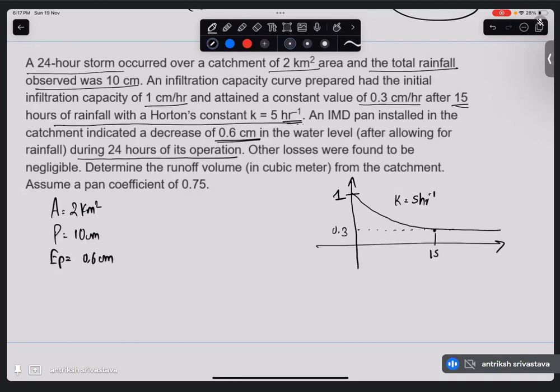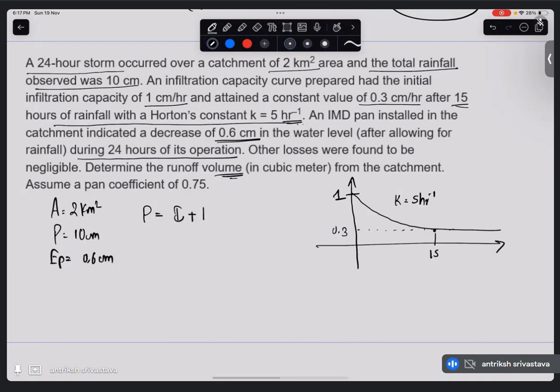Other losses were found to be negligible. Determine the runoff. Okay, so there are two, three things. First of all, mass balance. Total precipitation is going to be divided into, according to this question, first your infiltration.